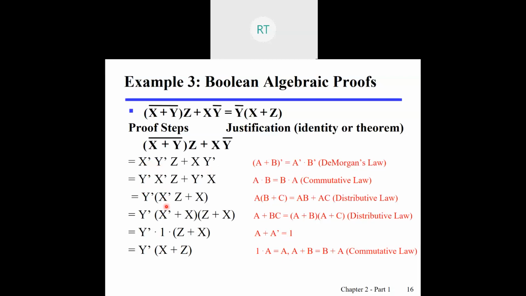Here we have the distributive law, okay, where you take y bar as a common factor. And now again, another distributive law where you do x bar plus x into z plus x. And this is x bar plus x is equal to 1. And then you get your answer.